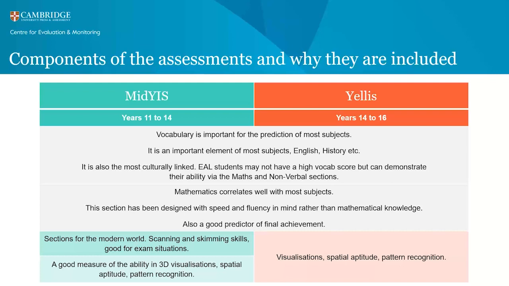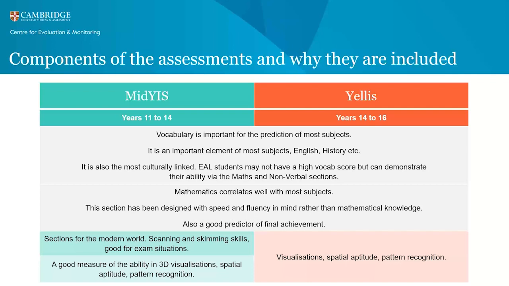And also, if you have students with English as an additional language, it might be evident when you get the individual section scores back that they don't have a high vocab score, but they can demonstrate their ability level in the maths and non-verbal sections. So if you see a particularly low score for vocab ability, they might still have quite a high score overall because of those other sections, and they can demonstrate their ability, but you can see the evidence that they might need some additional support in terms of vocabulary.